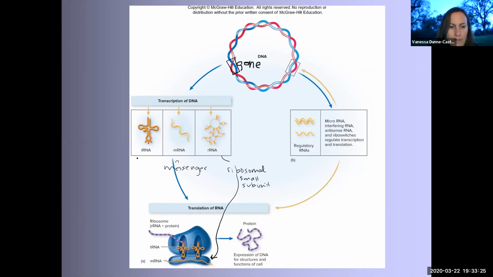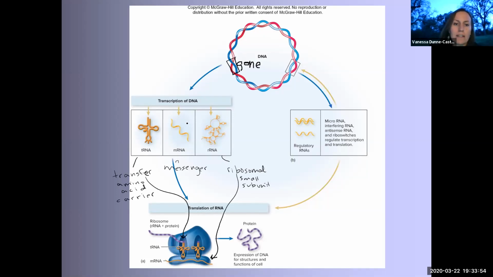And we have these transfer RNA molecules also that can be generated from this process. It's a transfer RNA molecule. These ones are really important in bringing in amino acids. I'll say amino acid carrier. So all of these RNA molecules are generated through the process of transcription.